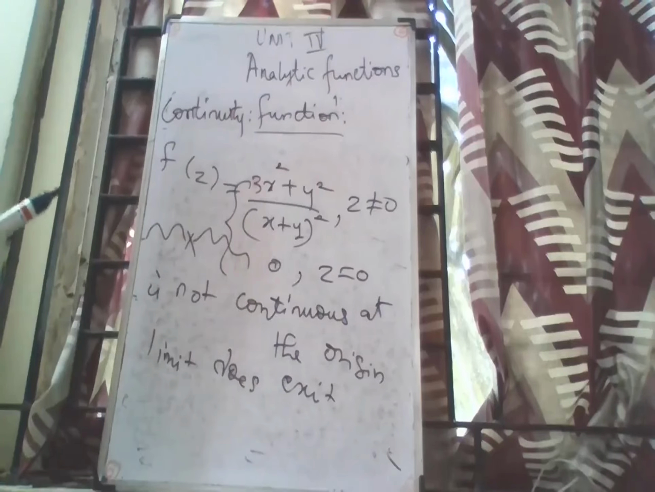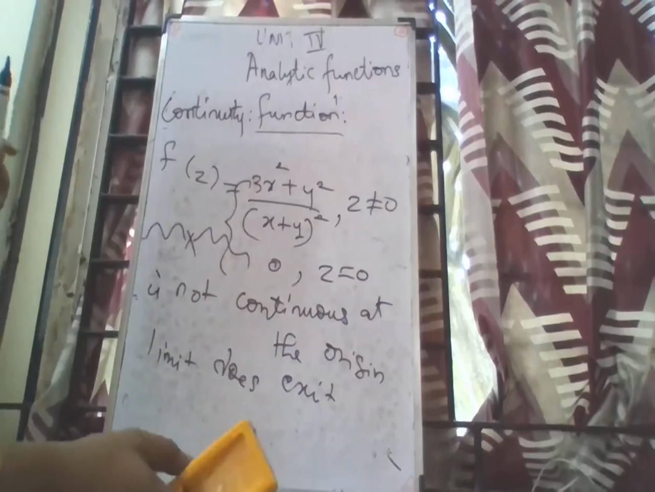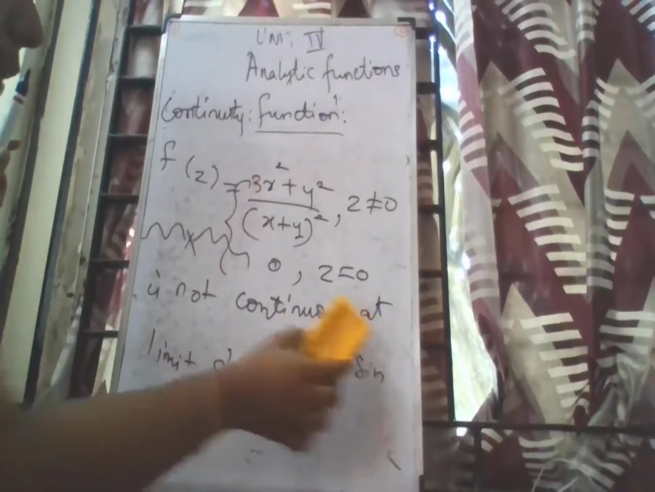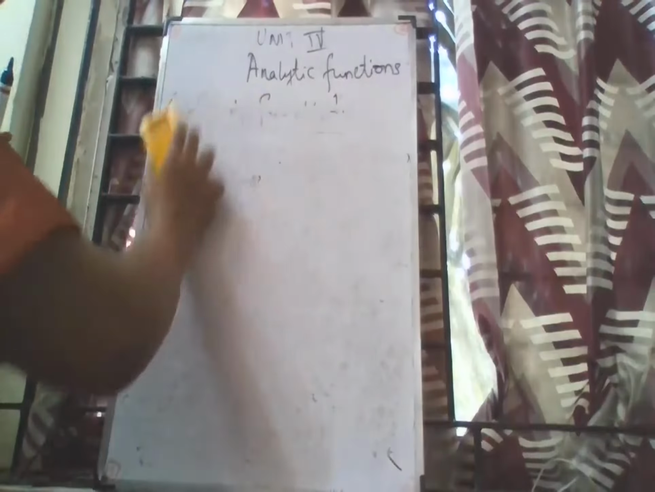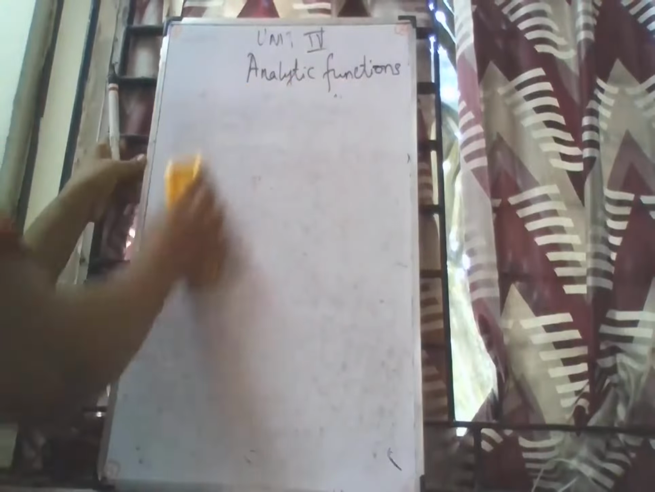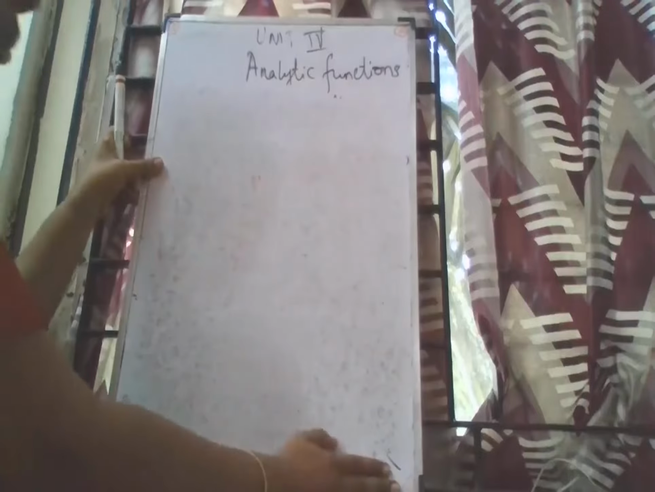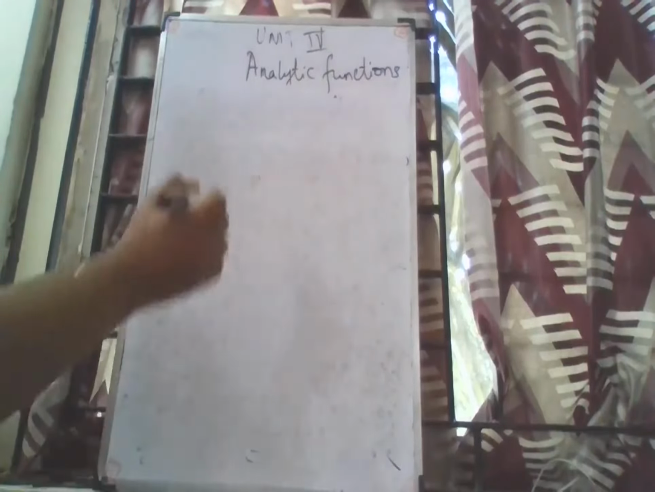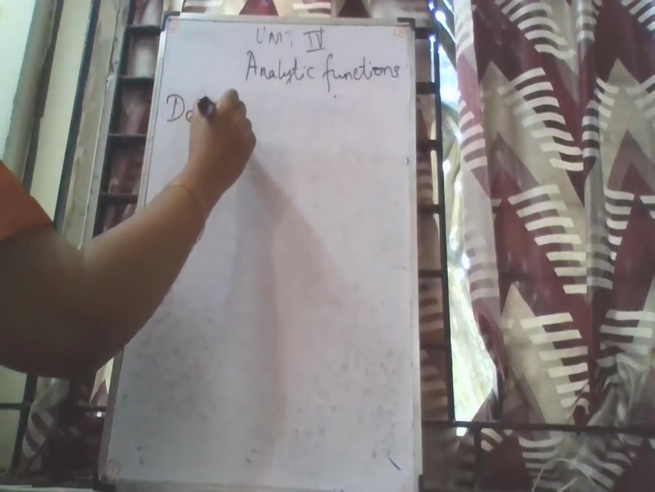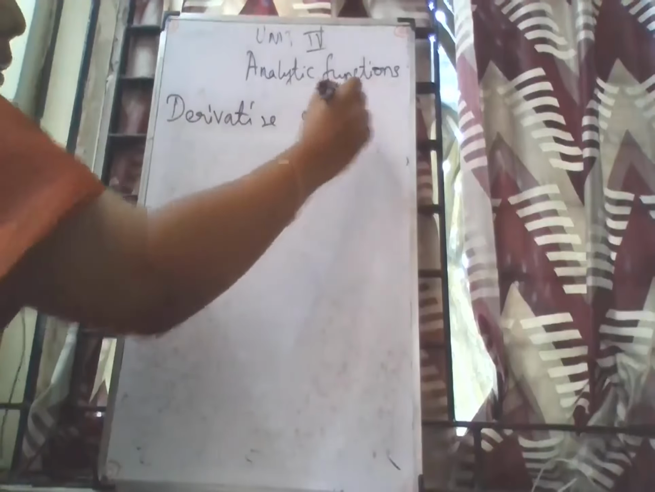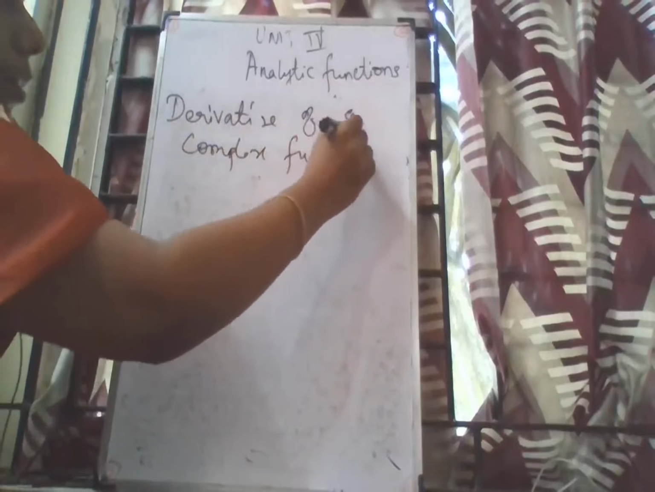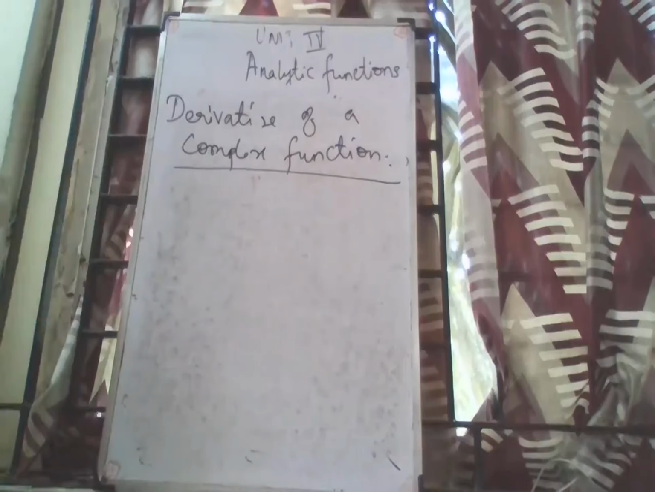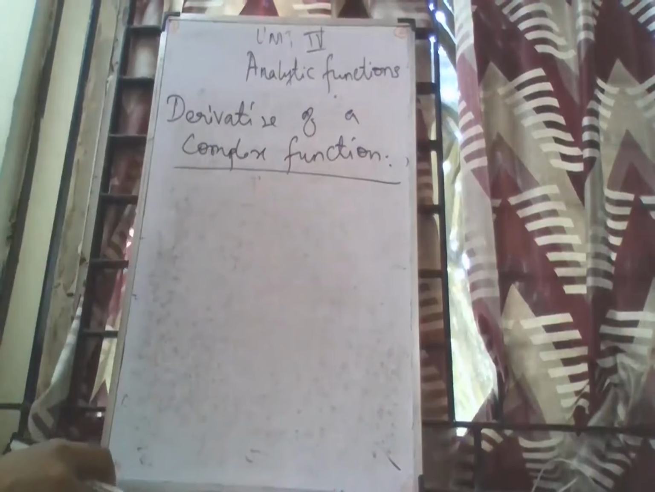Okay, the next definition is the derivative of a complex function. I think we're all clear in this. So what do you mean by the derivative of a complex function? In one word I'll say, in terms of an equation I'll give you and then I'll explain. That will be easy to understand.